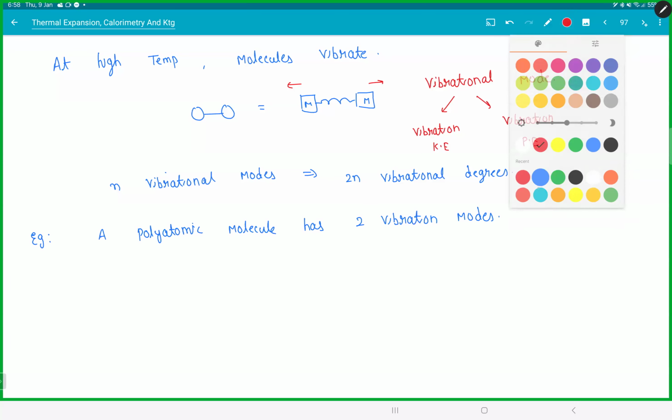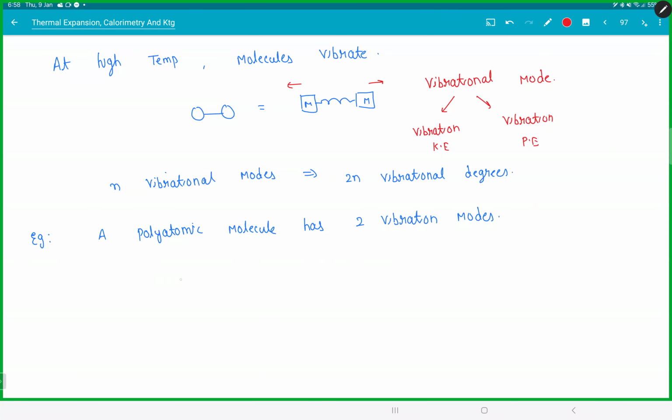Now see, in a polyatomic, we have 3 translation, X, Y, Z, that is okay. We have 3 rotation. So polyatomic has 3 rotations plus 2 into n vibrational mode. So in this case, it is 2 into 2. So total here F is 10. Clear this?